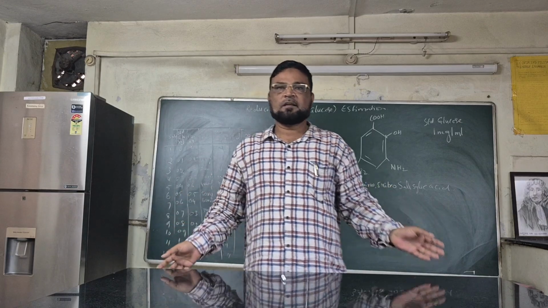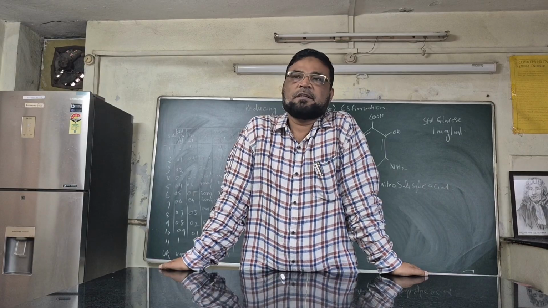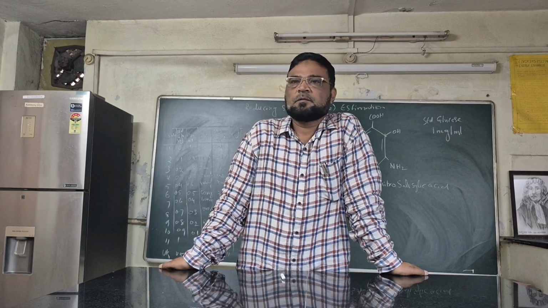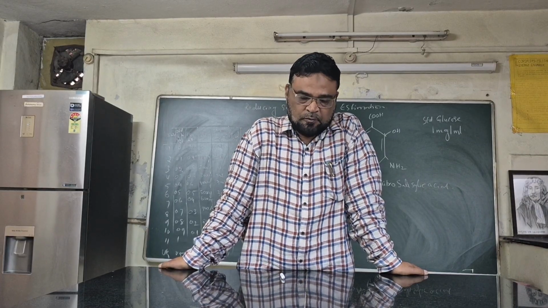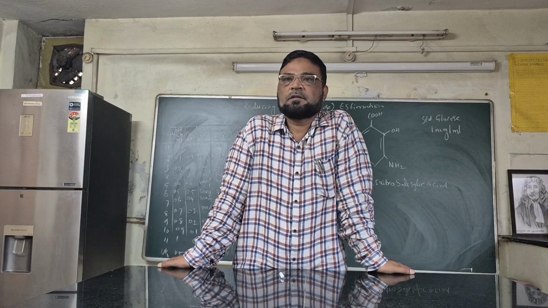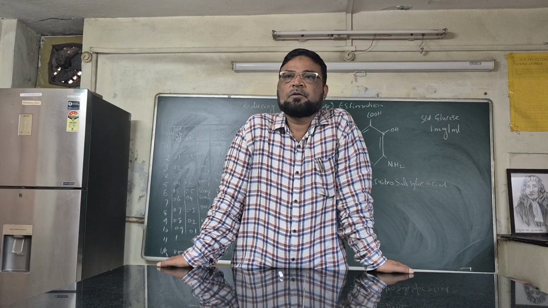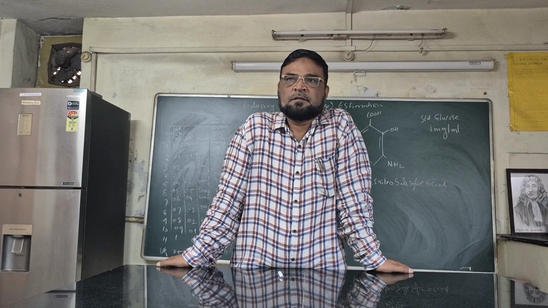You are aware of the colorimeter. In the last class we discussed the functioning of the colorimeter. Now, by using the colorimeter, we will try to do an estimation. It is the estimation of reducing sugar, that is glucose, by using the DNS method.